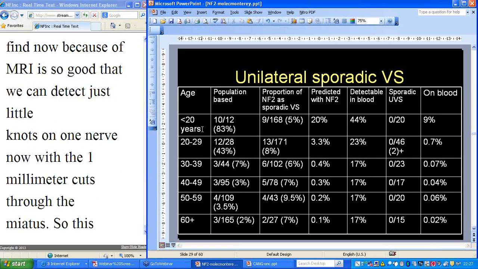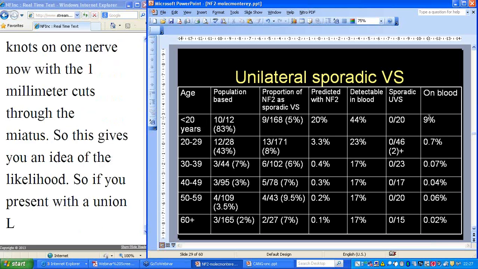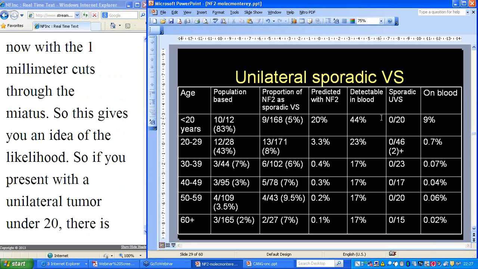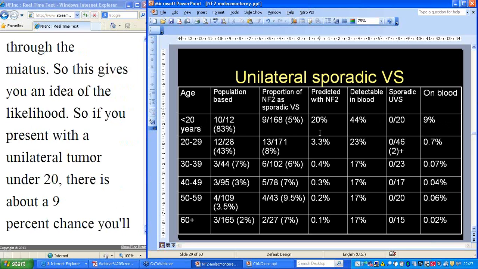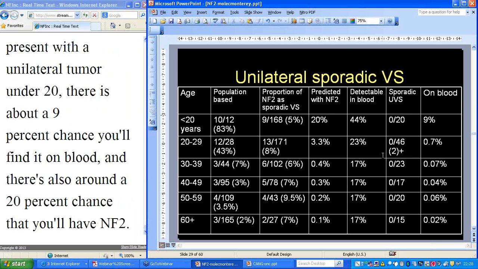So if you present with a unilateral tumor under 20, there is about a 9% chance you'll find it in blood, and there's also around a 20% chance that you'll have NF2. The remaining 11% are mosaics.